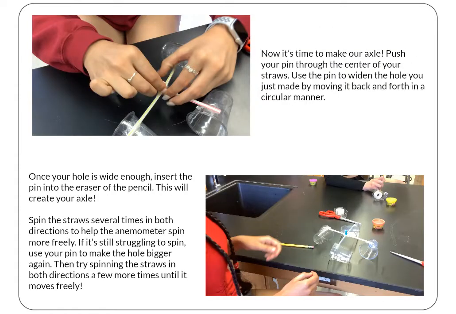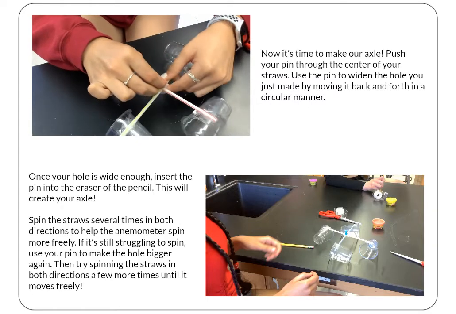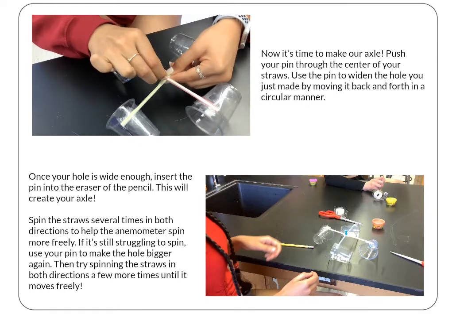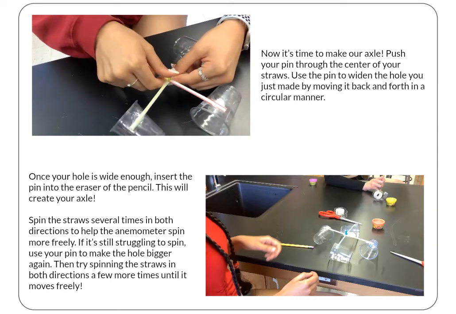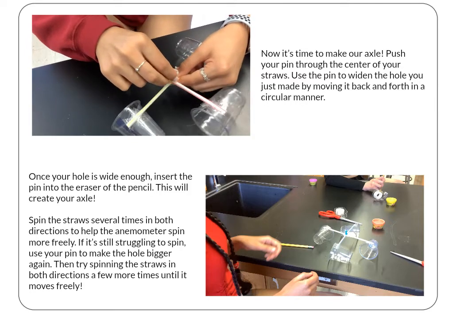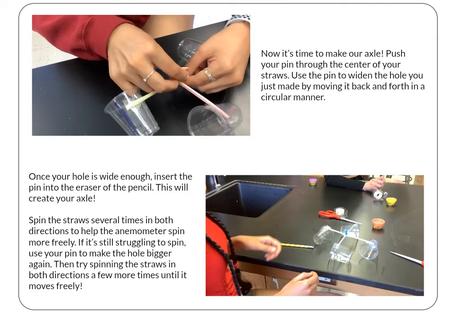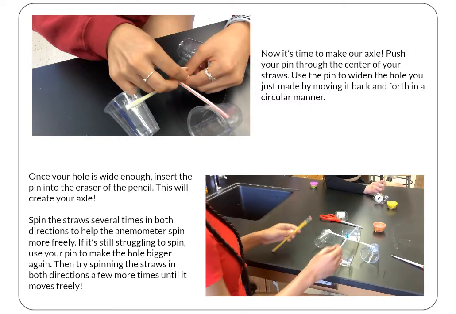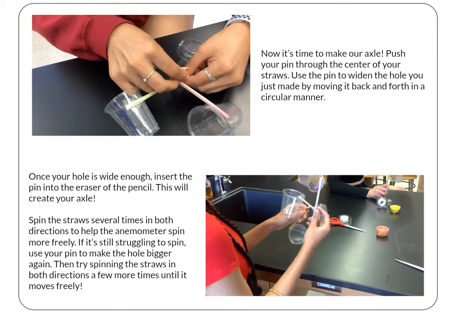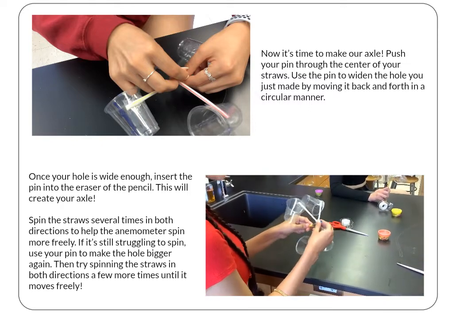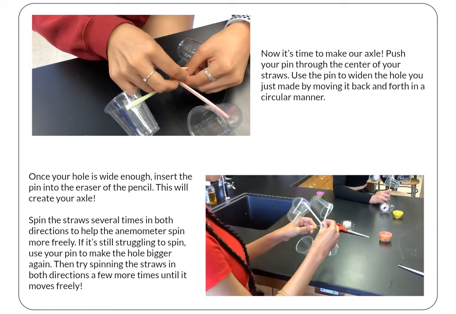Now that your cups are attached, it's time to make the axle. Push your pin through the center of the straws where you taped them together. Use the pin to slightly widen the hole you just made by moving it back and forth in a circular pattern. Once the hole is wide enough, insert the pin into the eraser of your pencil like you see us doing in the video. This will create your axle.